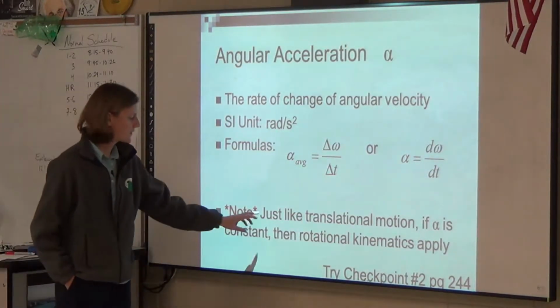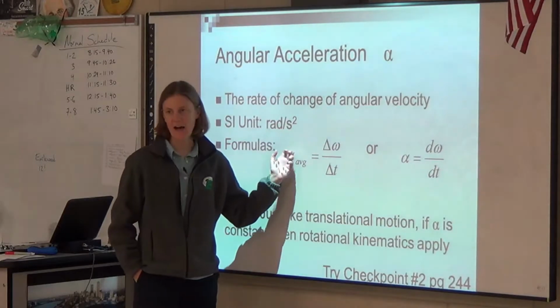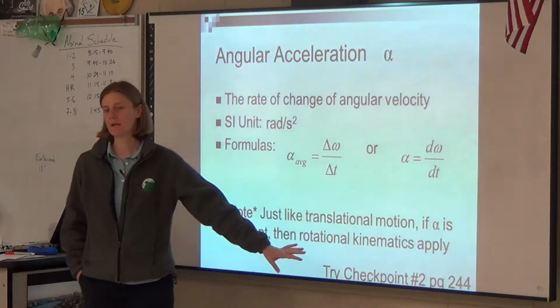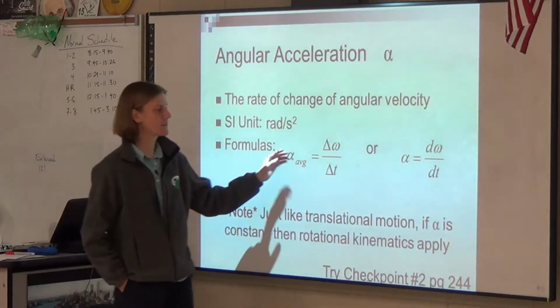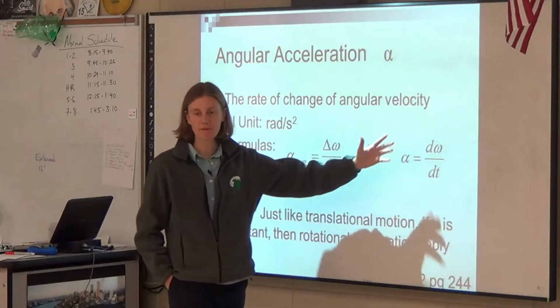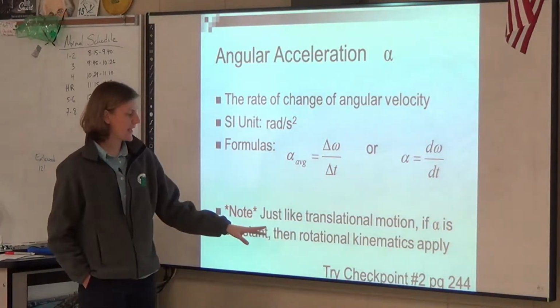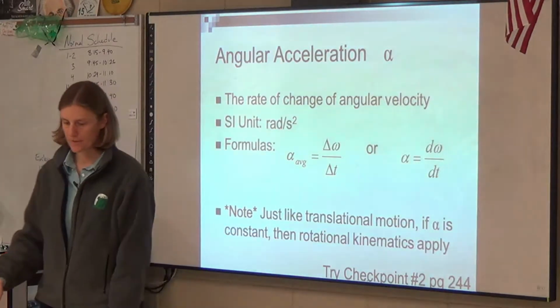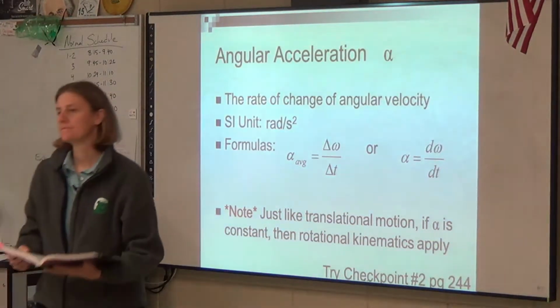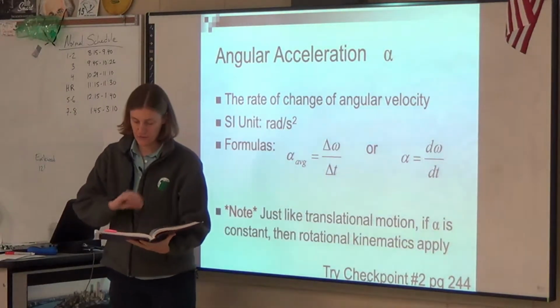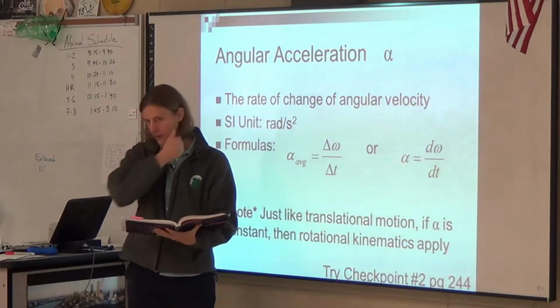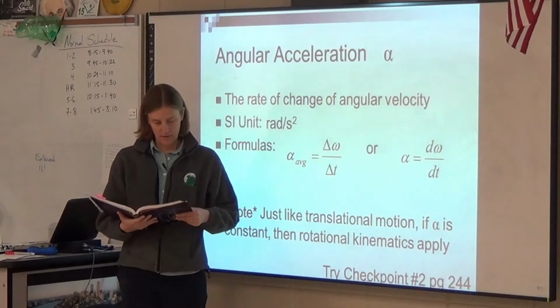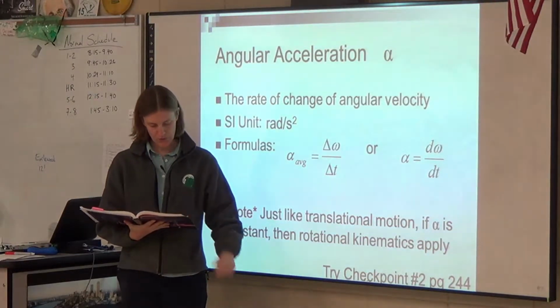Okay, and just like we learned in chapter 2, if acceleration is constant, that's when we can use the kinematics. If acceleration isn't constant, then perhaps that was a case where we needed to do a derivative. But if it's constant, we can use the kinematics. So quickly go to 244. It's just asking, when can you use the kinematics? So checkpoint 2 on 244.